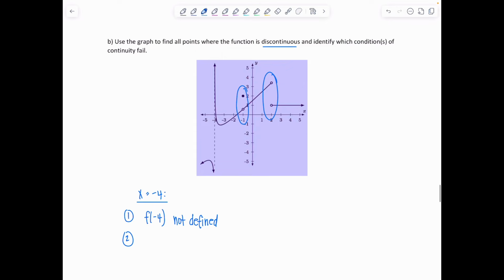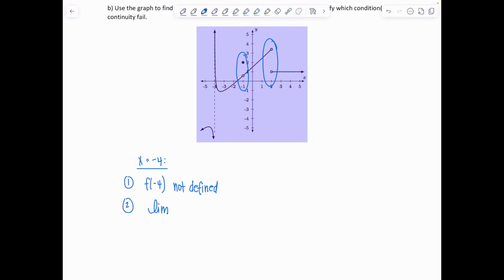Condition 2 also fails. The limit as x approaches -4 of f of x does not exist, because we just said the limit from the left doesn't equal the limit from the right. And also for condition 2 to pass, the limit has to be a finite number. So even if they were both going to positive infinity or negative infinity, not good enough. It has to be a finite number. -4 from the left is going to negative infinity. And then -4 from the right is positive infinity, right? Yeah. Okay, let's be thorough. All right, that's how that one's failing.